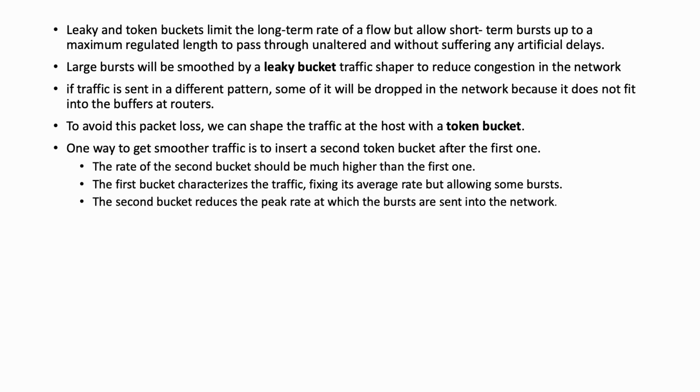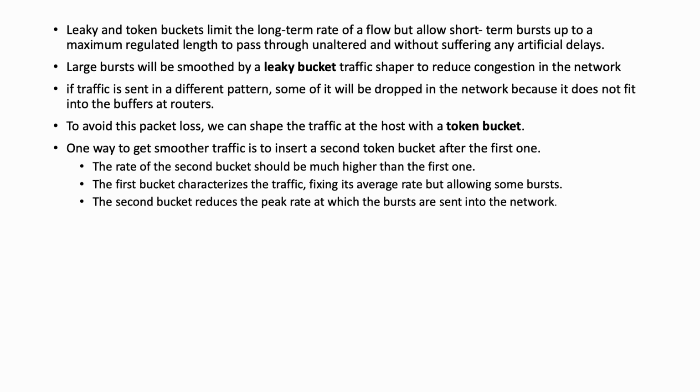Leaky and token buckets limit the long-term rate of a flow but allow short-term bursts up to a maximum regulated length to pass through unaltered and without suffering any artificial delays. Large bursts will be smoothed by a leaky bucket traffic shaper to reduce congestion in the network. If traffic is sent in a different pattern, some of it will be dropped in the network because it does not fit into the buffers at routers, which kind of means it does not fit into the bucket. To avoid this packet loss, we can shape the traffic at the host with a token bucket.